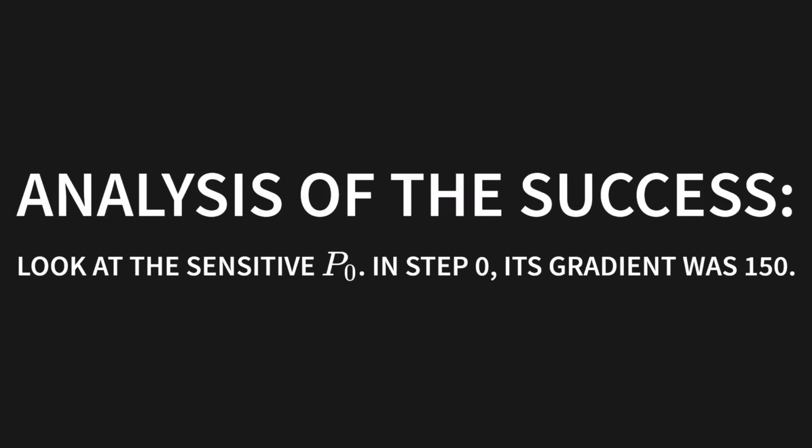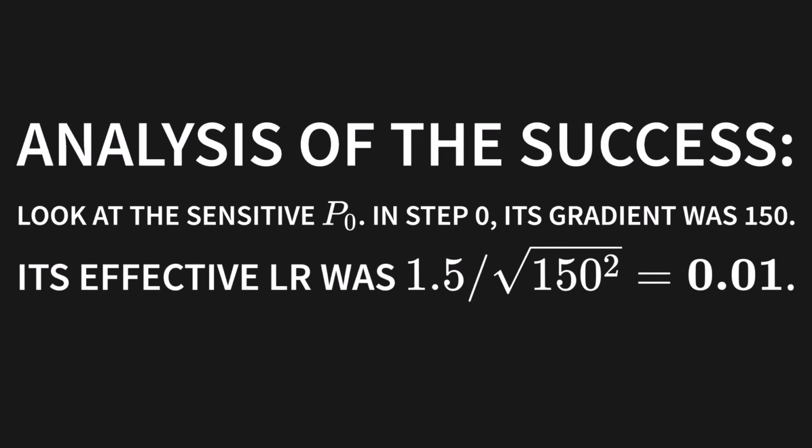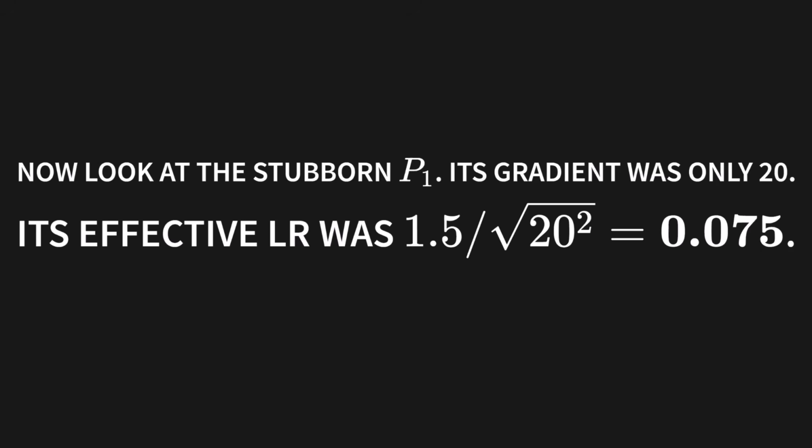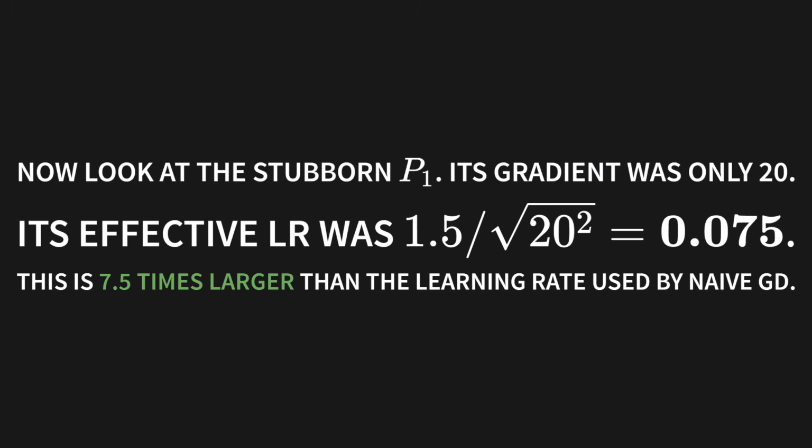Let's analyze this success. Look at the sensitive p0. In step 0, its gradient was 150. Its effective learning rate was 1.5 divided by the square root of 150 squared, which comes out to exactly 0.01. Adagrad automatically discovered the perfect, tiny learning rate all by itself. Now look at the stubborn p1. Its gradient was only 20. Its effective learning rate was 1.5 divided by the square root of 20 squared, which is 0.075. This is 7.5 times larger than the learning rate used by naive gradient descent. It gave the stubborn parameter the aggressive push it needed.